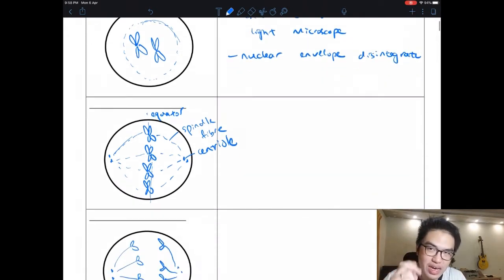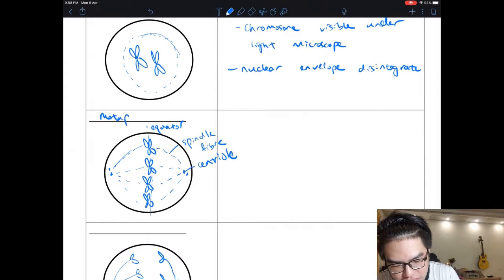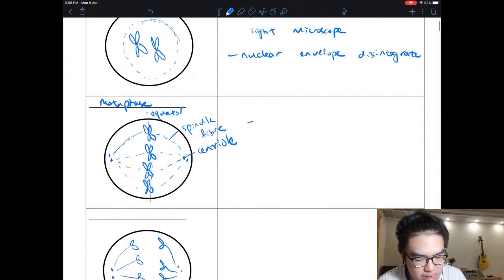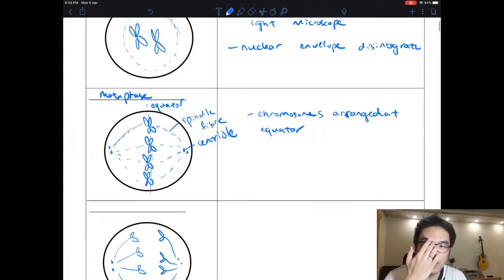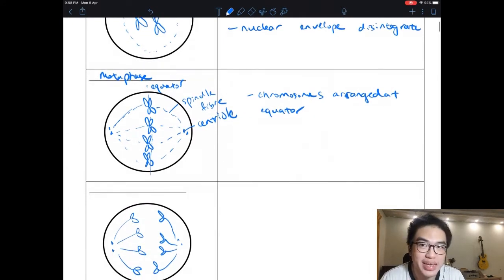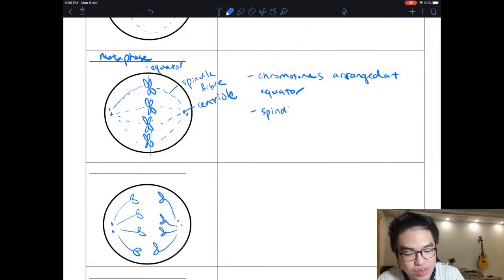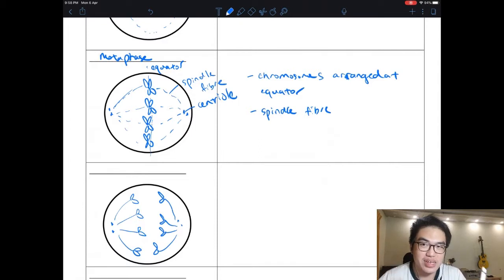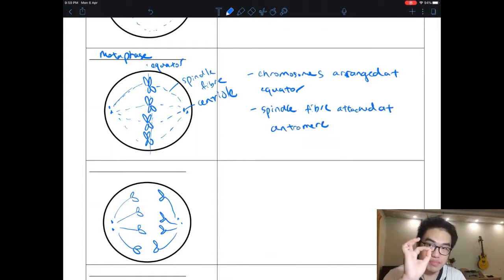All right, second phase, the one that I said they like to ask the most, this is metaphase. What happens here? Chromosomes are arranged at the equator. Remember the line is called the equator or metaphase plate if you like. The spindle fiber is the thread, the string, attached at the centromere. Centromere is the middle dot, remember?